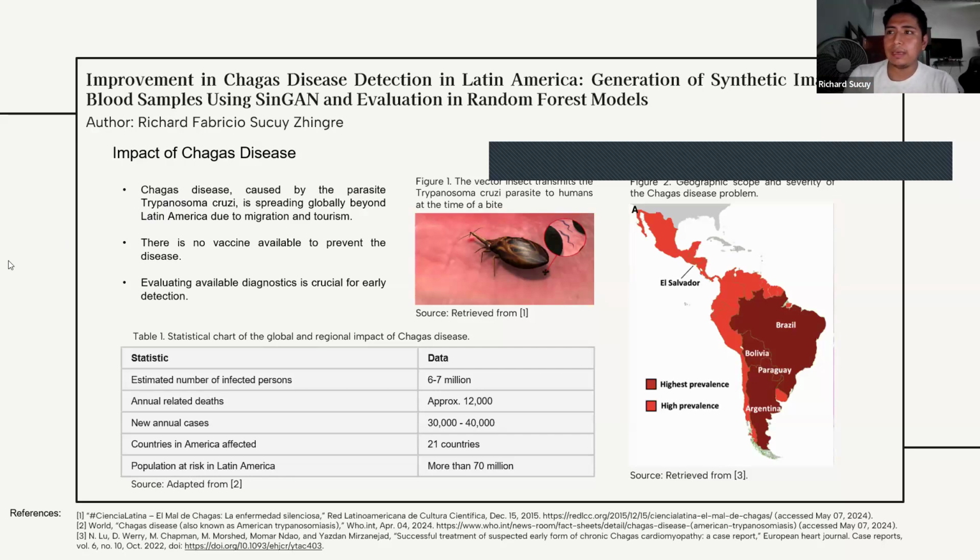Chagas disease is caused by the parasite Trypanosoma cruzi. It is spreading globally beyond Latin America due to migration and tourism. About figure one, the vector transmits the Trypanosoma cruzi parasite.